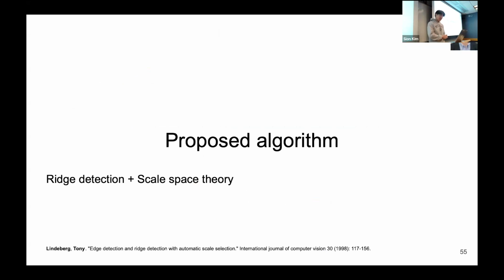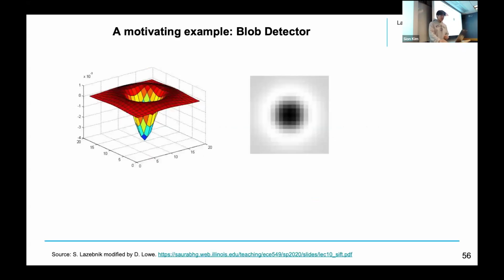So now the idea, the high-level idea, is that we have ridge detection and we want to combine it with scale space theory. This has been done before by Tony Lindeberg in 1998. So this is a motivating example.